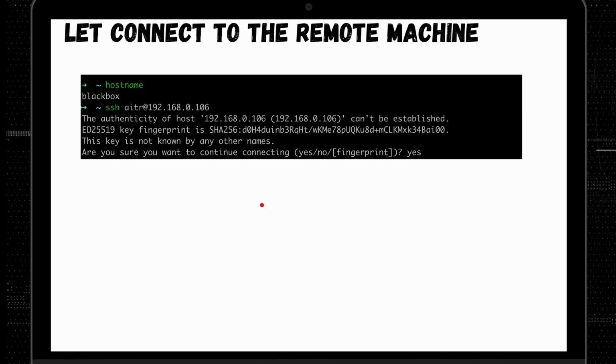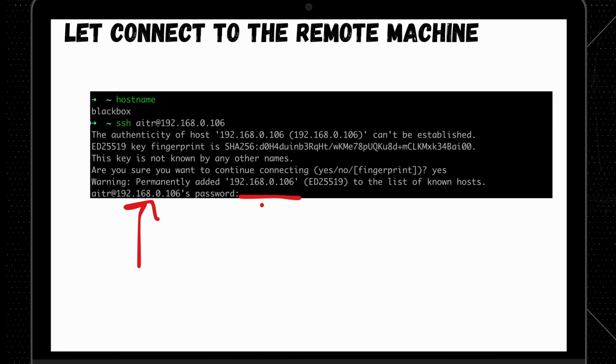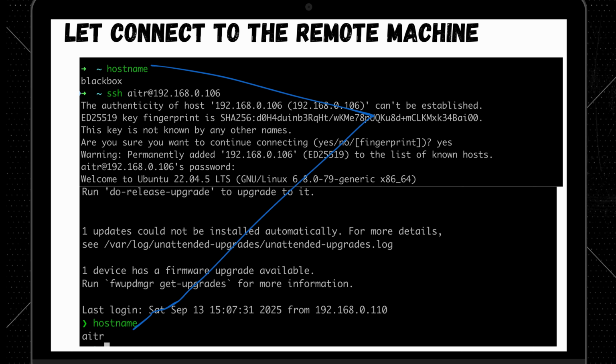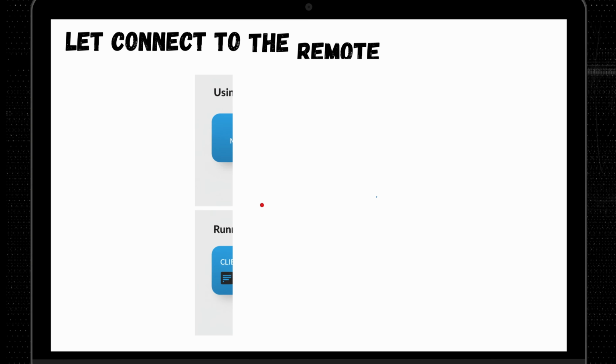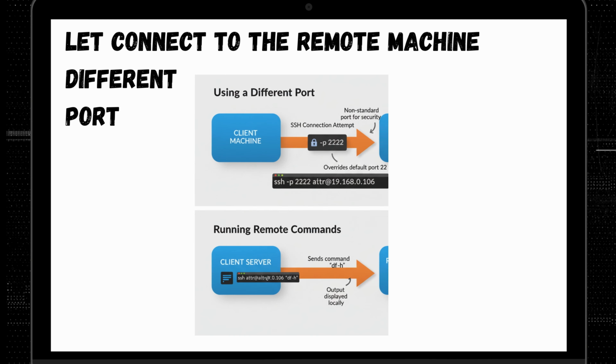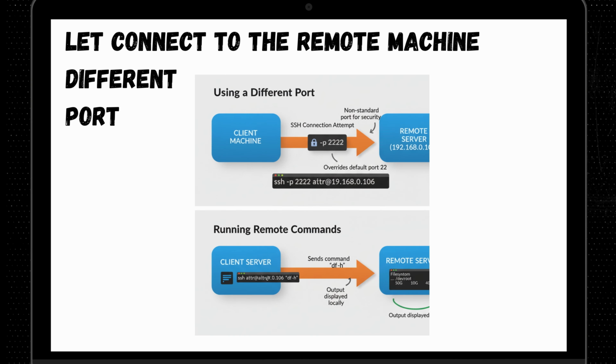If everything works fine, you will be prompted for the password for the remote user. As you type, nothing will appear on the screen. This is normal. Enter your password. Your command prompt will change, indicating you are now executing commands on the remote machine. Some systems run SSH on a non-standard port, not 22, for security purposes. For that, you have to use the -p flag. -p is used to change the port number.